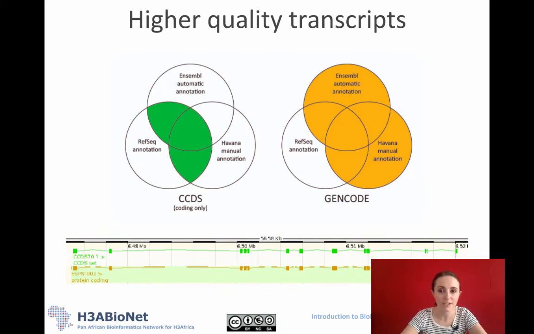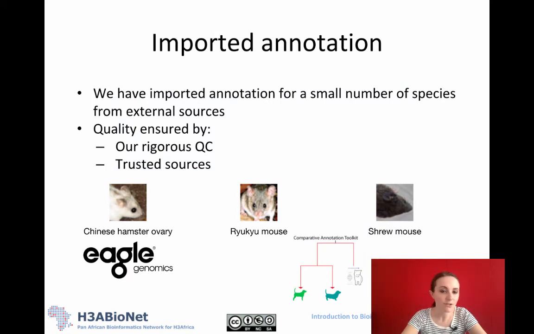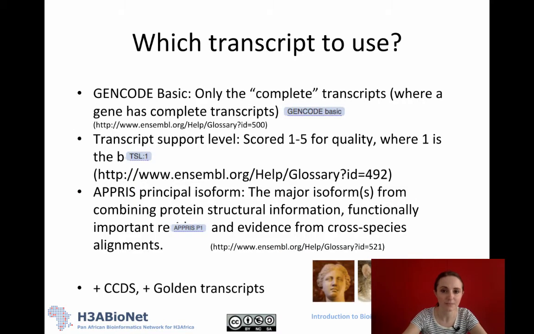So if you're looking for the higher quality transcripts, the GENCODE transcripts represent everything that's annotated by either Ensembl or Havana or the overlap. CCDS represents the overlap between that and RefSeq, but only for the coding regions. If you work with rodents, we also have 3 rodents where we've imported annotation from trusted sources. The only way we know that these are high quality is because we've put them through QC, and we've worked with the people that produce them, and we trust that they've produced high quality data.